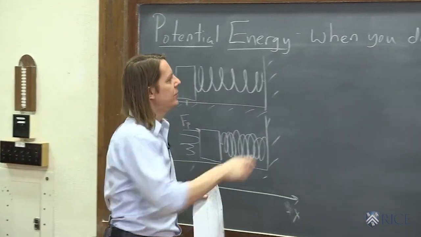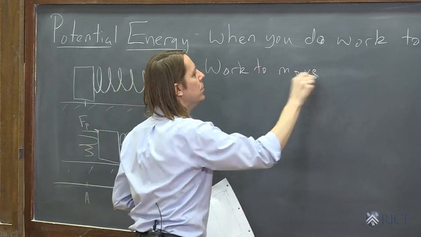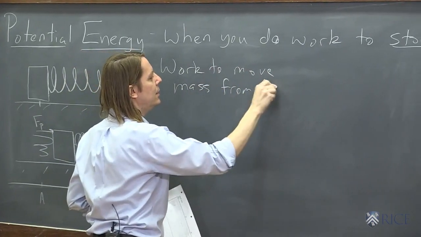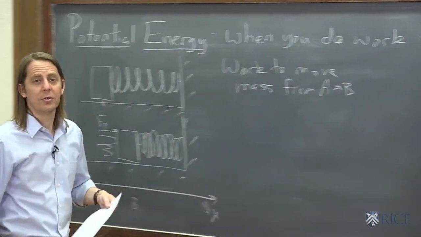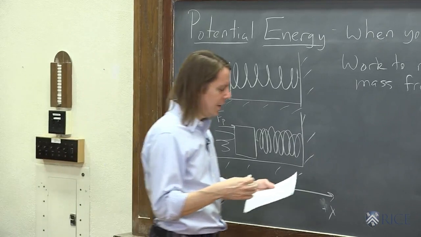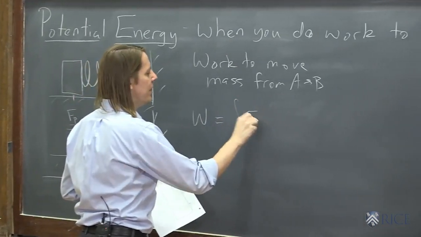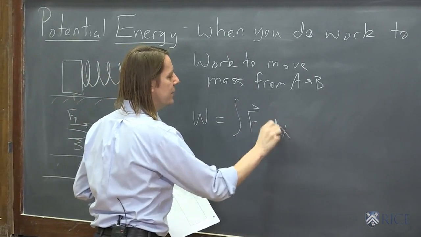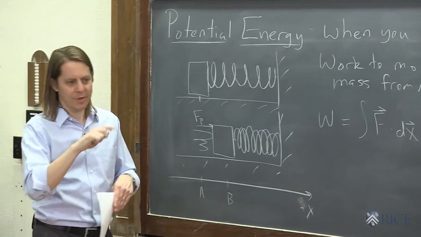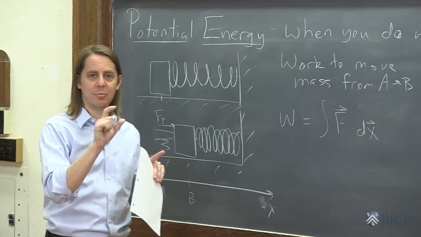So the work to move the mass from A to B is what we need to calculate, because we always do a work calculation to figure out potential energy. That would be the work equals the integral of F dot dx in this case. There are simple versions of work. Work is F times d, and if you want to really do vectors, it's F dot displacement.